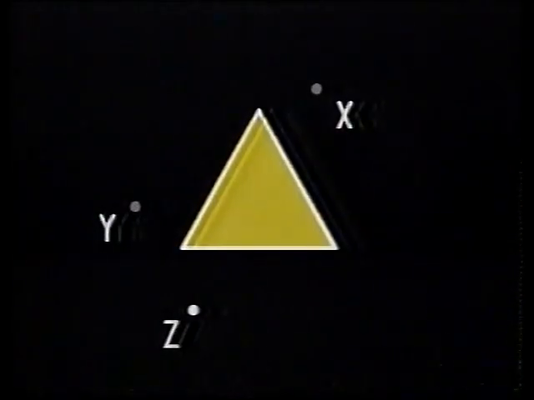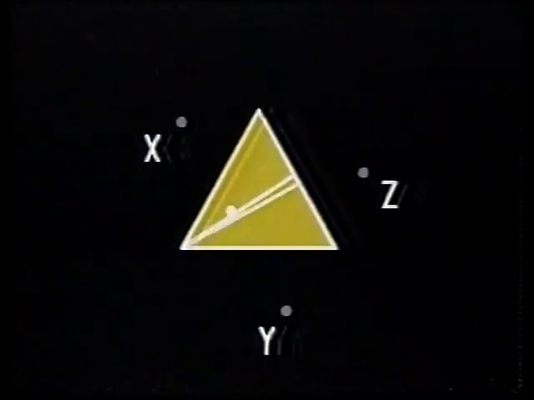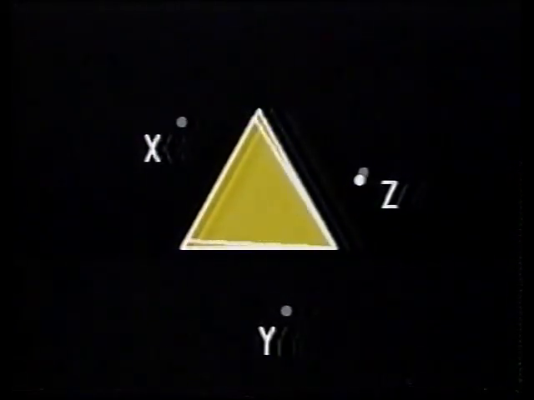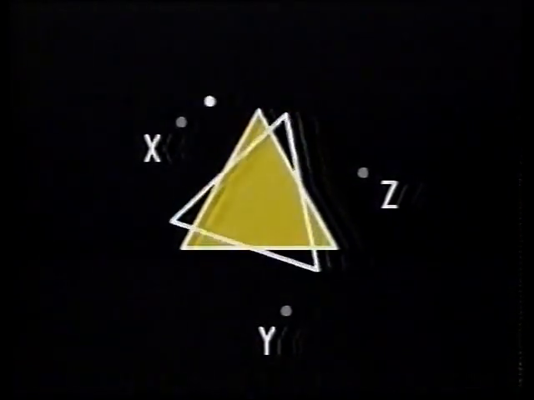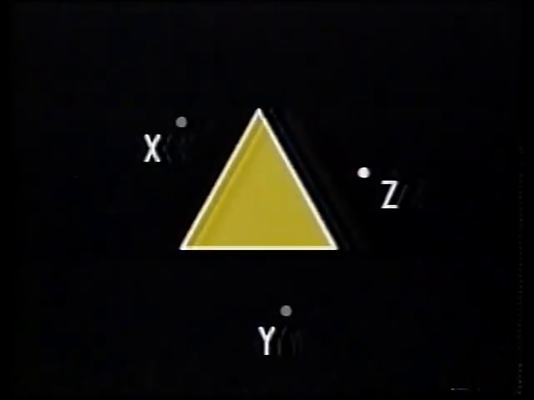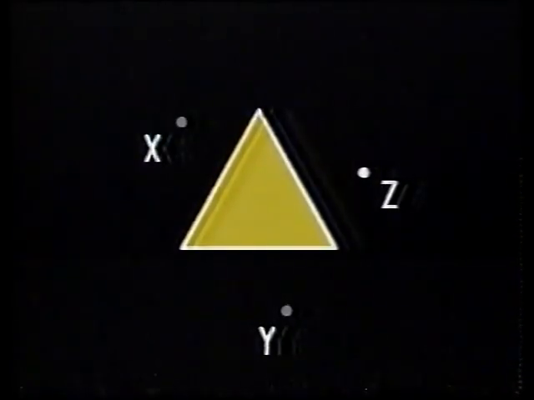For this choice of x, y, and z, x is related to y by a reflection, and y is related to z by a different reflection. In this case, x is directly related to z by this rotation. When you combine two of these symmetries of the triangle, the result is also one of the symmetries.